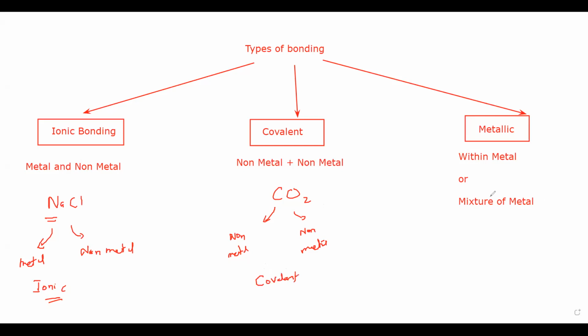And within the metal or a mixture of metals, for example, if I say Fe, iron, alone as iron, what kind of bonding will it have? When you check the iron, iron is a metal. So when metal is alone, we call this bonding metallic bonding. Is it clear how you can identify the type of the bonding? If it is metal and non-metal, it will be ionic. If non-metals are there, or alone non-metal, it will be covalent. And if metal alone or a mixture of the metal, then it will be metallic.